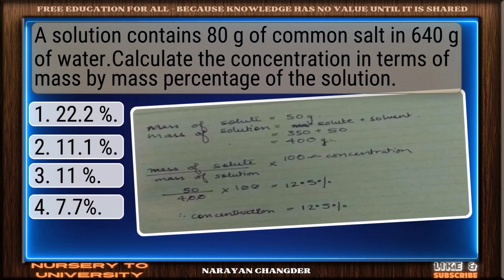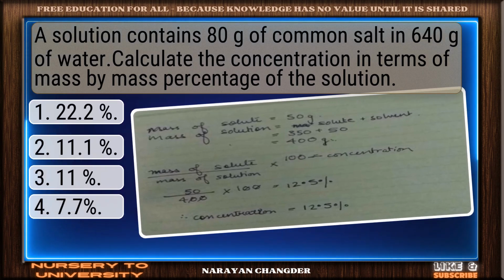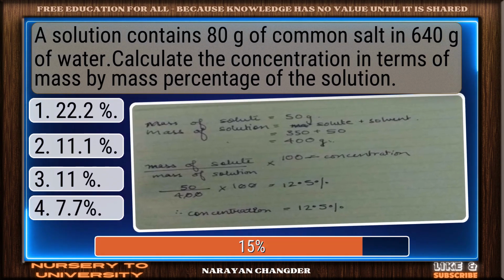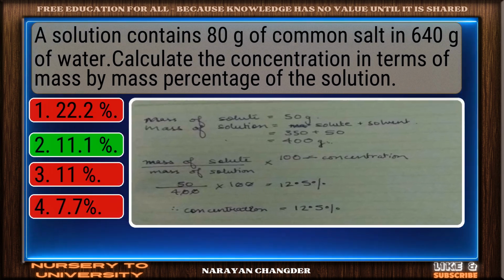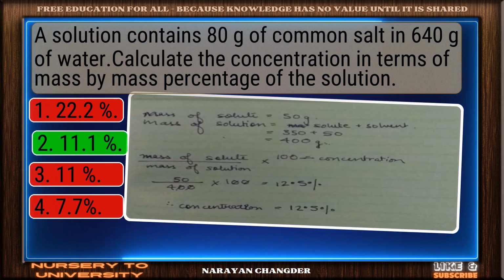Question number 17. A solution contains 80 g of common salt in 640 g of water. Calculate the concentration in terms of mass by mass percentage of the solution. Correct response. 11.1% is the most accurate answer.